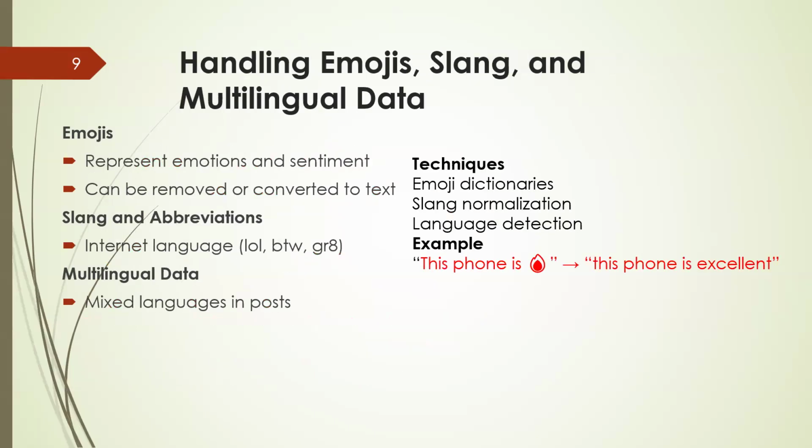Handling emojis, slang, and multilingual data. Emojis represent emotions and sentiments. For example, in a post, "the phone is" followed by a symbol. What is that symbol saying? It is excellent, or it is bad, or something. From this understanding, we say the phone is excellent. It can be removed or converted to text. What can we do? Either we can remove it, but if we remove it, it won't give a proper meaning. So we have to go for conversion.